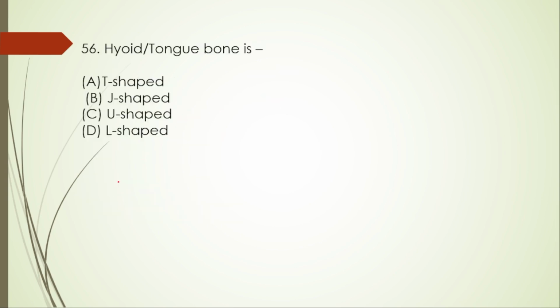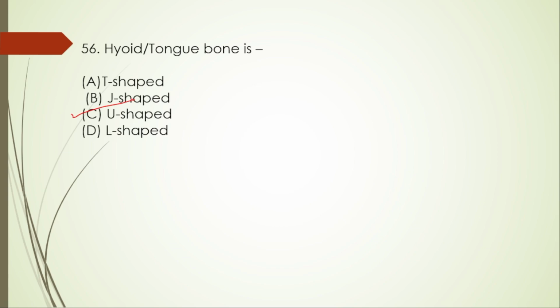Next question, question number 56. Hyoid or tongue bone is: A, T-shaped; B, J-shaped; C, U-shaped; D, L-shaped. So here the right option is option C, it is U-shaped.